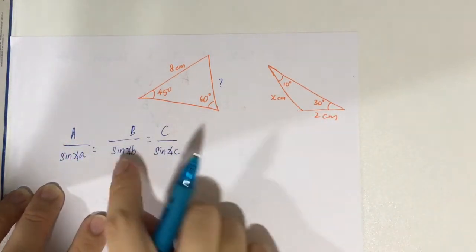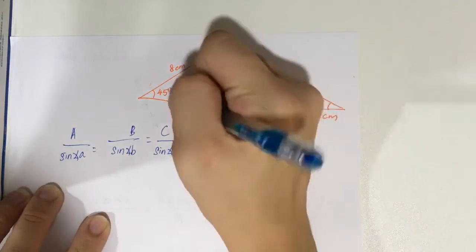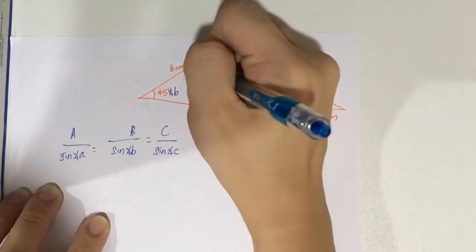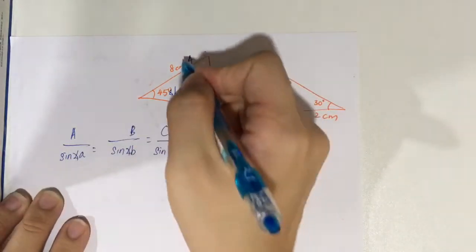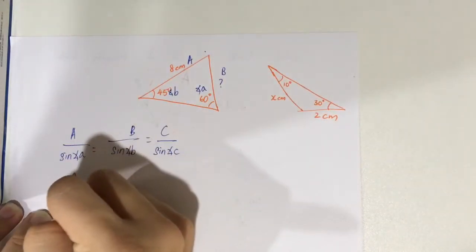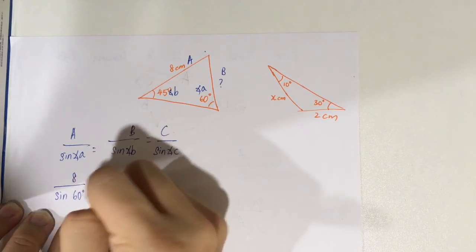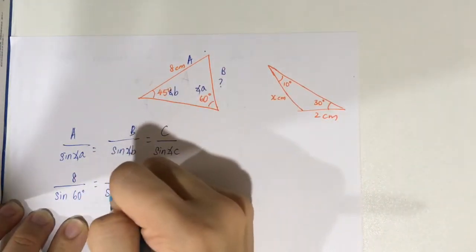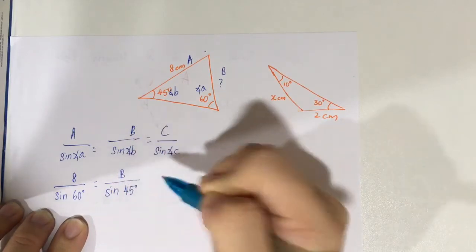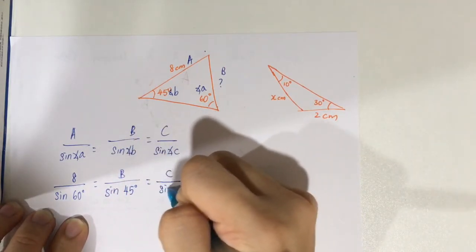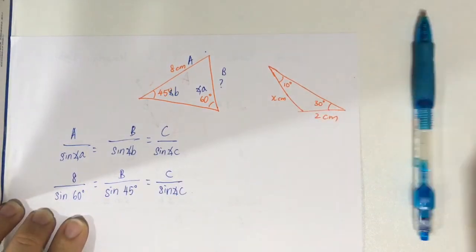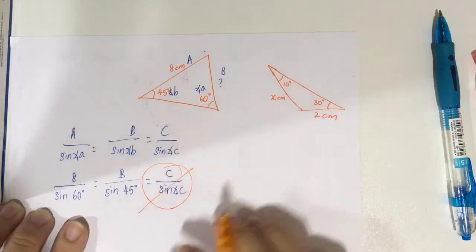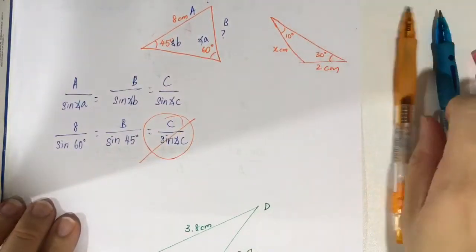Okay, so I want to find this. This is B, angle B. This is angle A, this is A. Okay, so then A is 8 over sine 60 degrees equals B, which will remain sine angle B, which is sine 45 degrees. C over sine angle C. In this case, everything is unknown to me, so I ignore this. I will continue to do this.